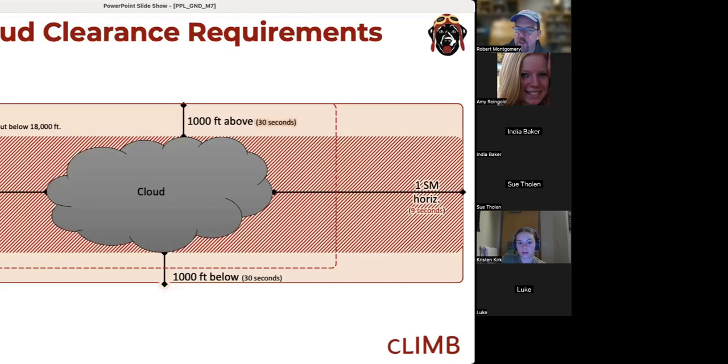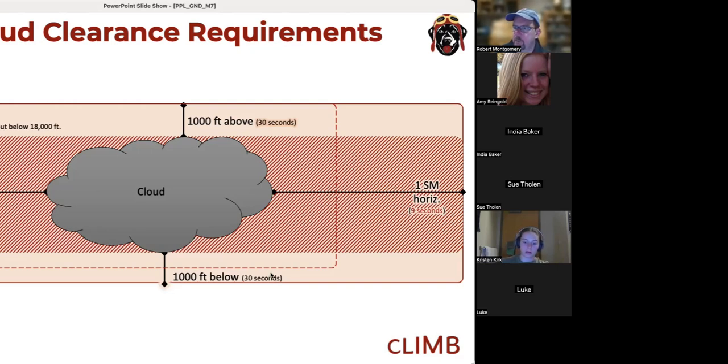And so if we jump into our little setup here, the rules above 10,000 feet are, there's a couple of rules. One, so now instead of 500 below, we have to be 1,000 feet below the cloud. Above, we still only need to be 1,000 feet above the cloud. And so the result is you get about 30 seconds of warning on either side.